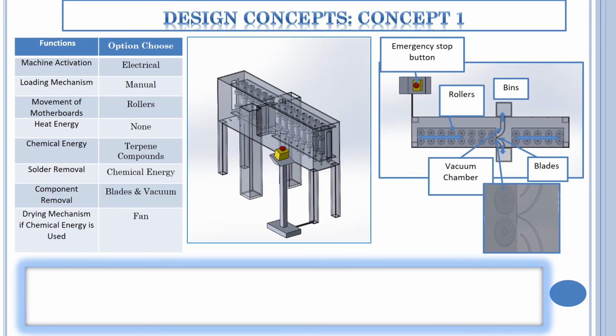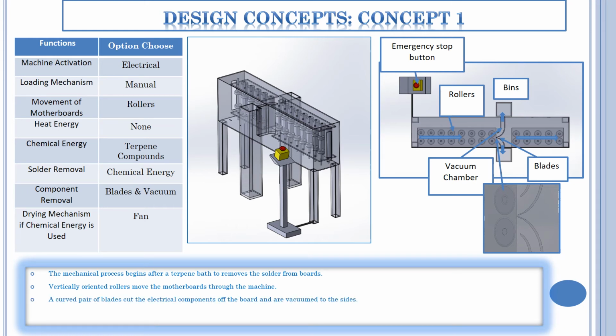The first conceptual design is split into two parts, a chemical process, which was described earlier, and a mechanical process. Once the chemical process is complete, the mechanical process can begin. A set of vertically oriented rollers feed the boards towards a curved pair of blades. The rollers themselves converge slightly as they approach the blades, gradually applying a clamping force to hold the motherboard.